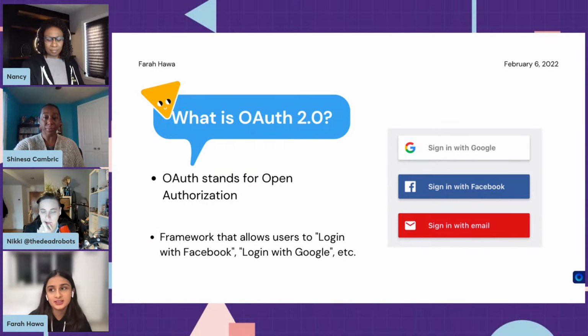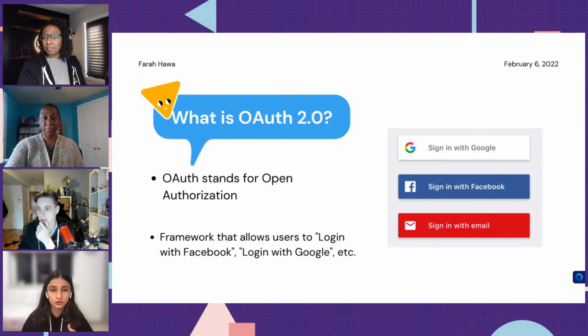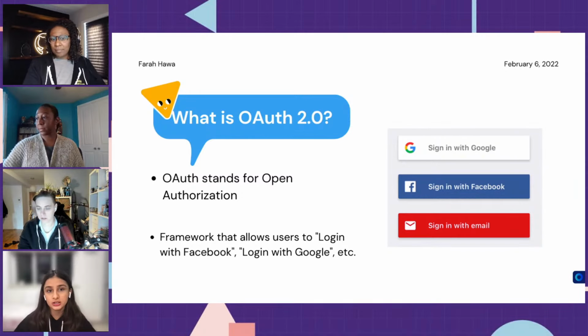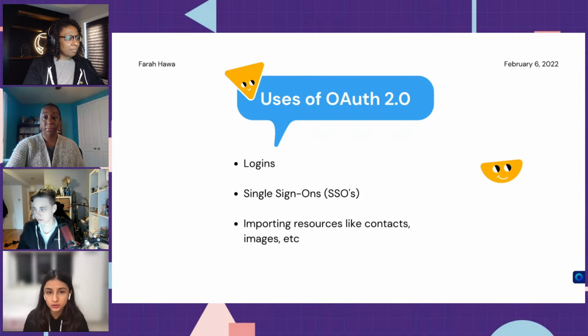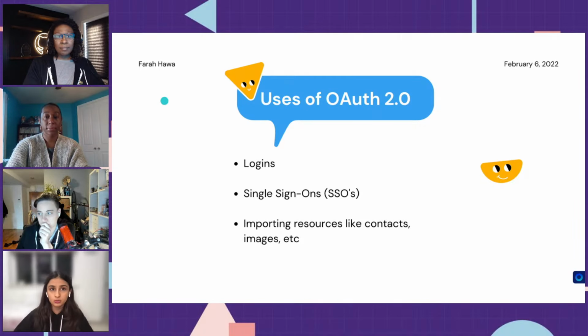So what is OAuth 2.0? OAuth stands for Open Authorization, and it's a framework that you might have seen being used by applications to allow their users to log in with Facebook, log in with Google, so that users don't need any username or password for that app specifically. As I said before, OAuth allows users to seamlessly log in to an app without having to create a separate account for that application. But it's also used by enterprises for SSOs, and it's also sometimes used for resource sharing, like importing contacts or images from one application to another.